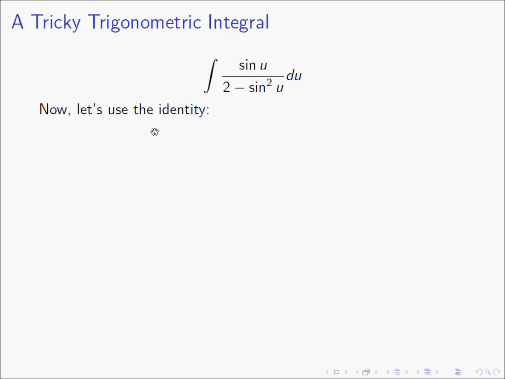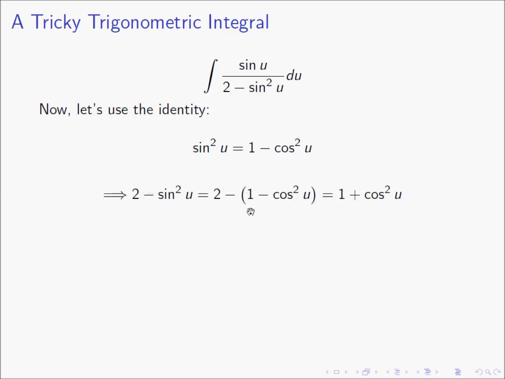Now we're going to use again a true identity. We know that sine squared of u equals 1 minus cosine squared of u. So we replace that here in the denominator. We get that the denominator will be 2 minus this expression, and here we get 2 minus 1, that's 1, and minus minus cosine squared, that's plus cosine squared of u. So our integral becomes sine of u over 1 plus cosine squared of u du.